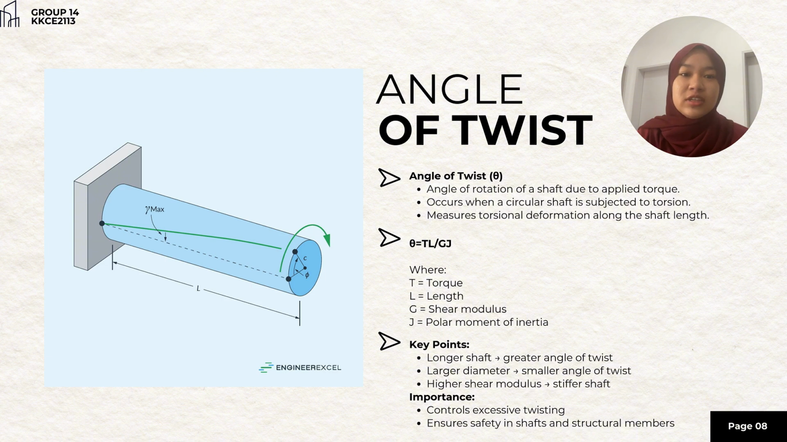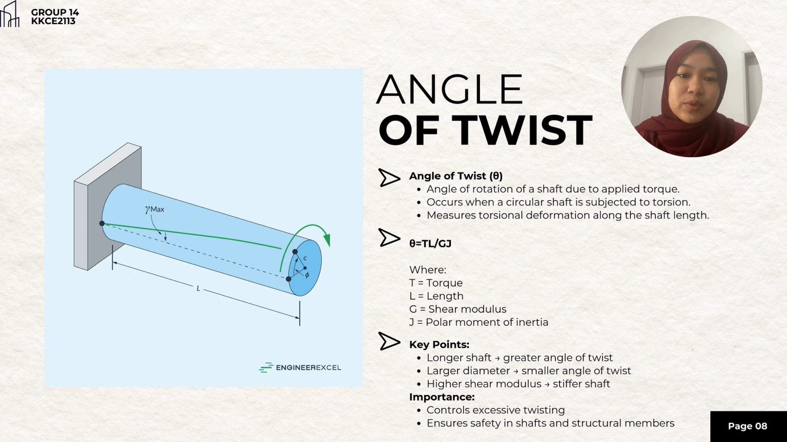Hello everyone, today I will explain the angle of twist in torsion. The angle of twist is the amount of rotation that occurs in the shaft when torque is applied. It shows how much the shaft twists along its length. The formula for angle of twist is theta equals TL over GJ, where T is torque, L is the length of the shaft, G is the shear modulus, and J is the polar moment of inertia.